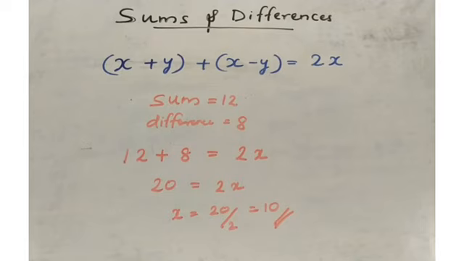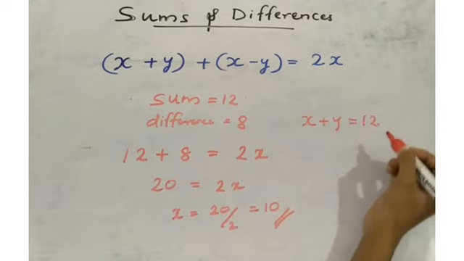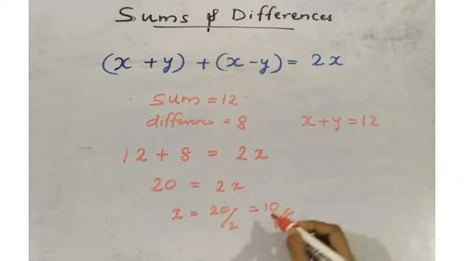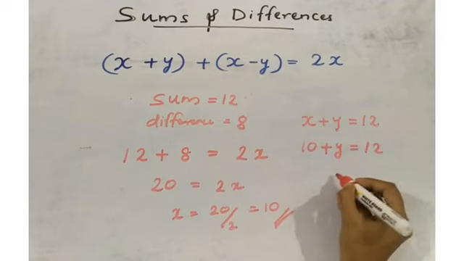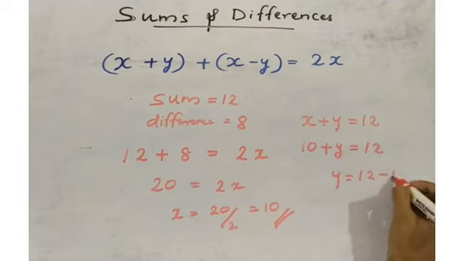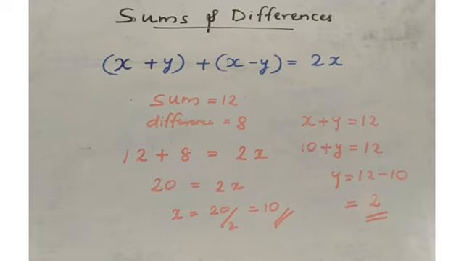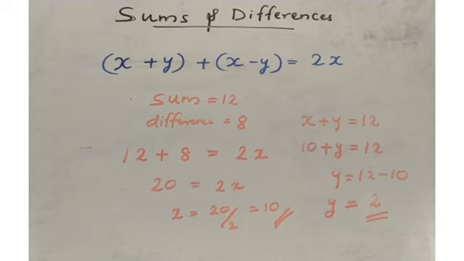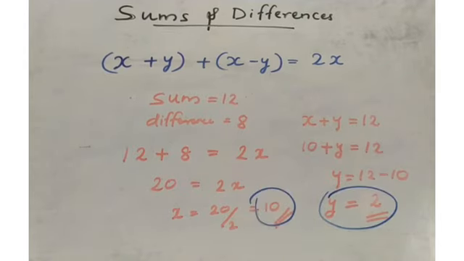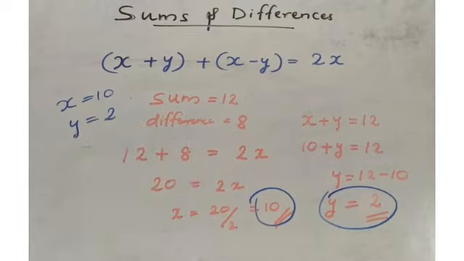Now we want to find y. We will substitute x in this equation. x plus y is equal to 12. The sum is 12. We know x is 10, plus y, which we don't know, equal to 12. So y equals 12 minus 10, which is equal to 2. So we got y and we got x. So the numbers are x equal to 10 and y equal to 2. Right? That was simple, right?